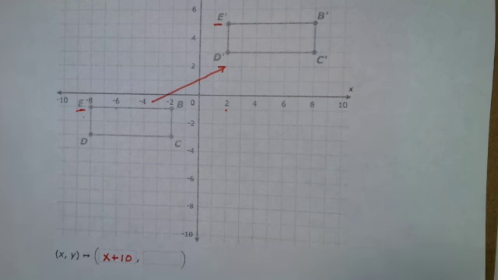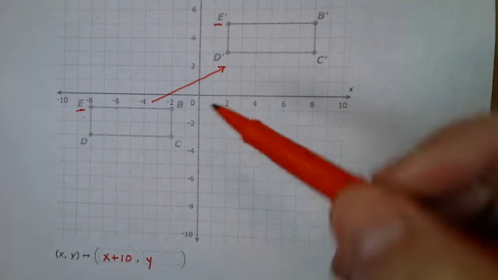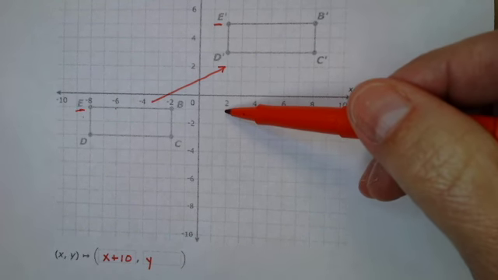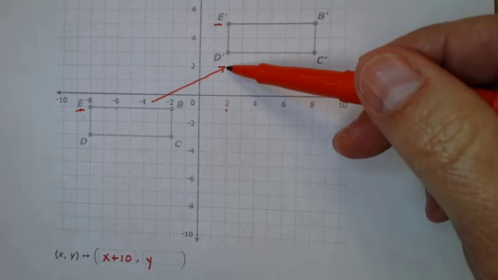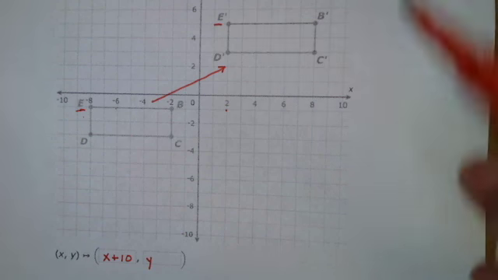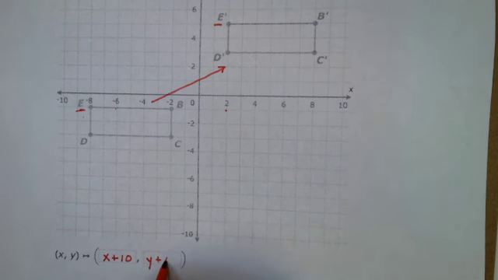Now I need to see how many it moved up or down. If I moved up, it's going to be a plus. If I move down, it's going to be a minus. And moving up and down is moving along the y-axis. So I'm going to write a y right there. And I need to see how many I'm going to move up to get to this spot. 1, 2, 3, 4, 5, 6. Plus 6. This is my translation rule for translating this object from here to here.